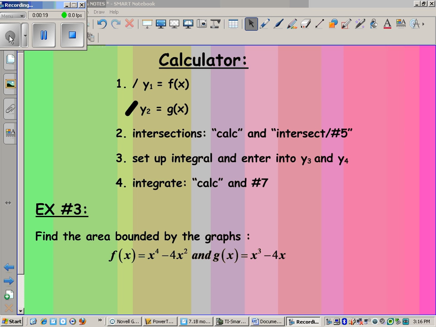So if you look at example number 3, it says find the area bounded by the graphs, and it gives you f of x being x to the fourth minus 4x squared, and g of x being x cubed minus 4x. Okay, and we're going to do this all in the calculator. So in your y1, enter your f of x. In your y2, enter your g of x. And I like to change that y2 so that it's a thicker line so I can tell the difference between my two graphs.